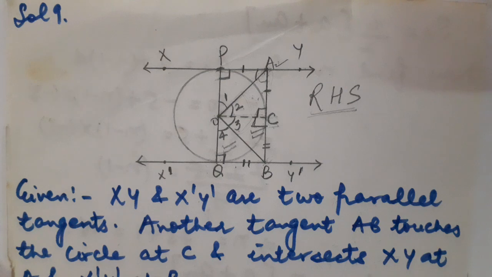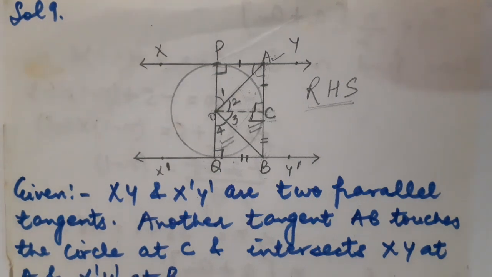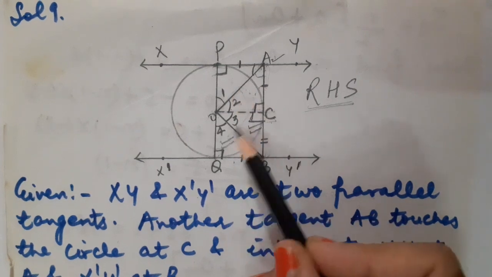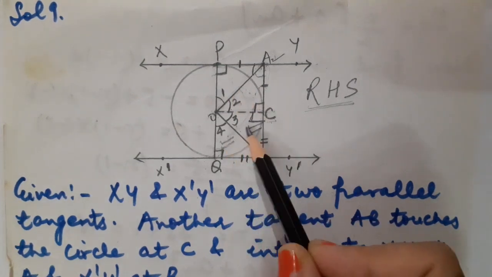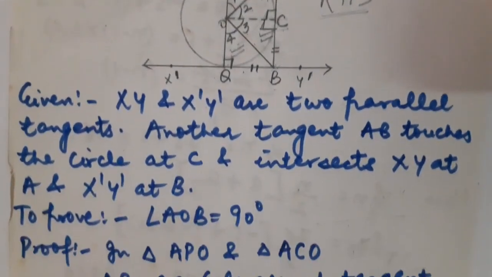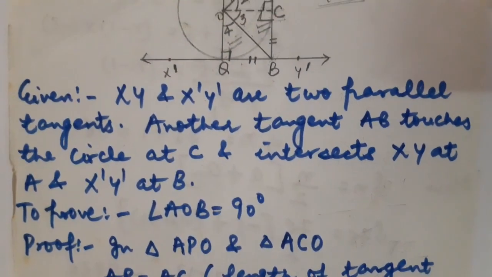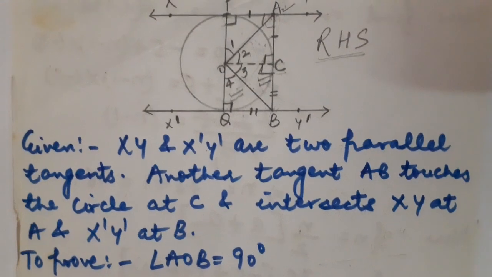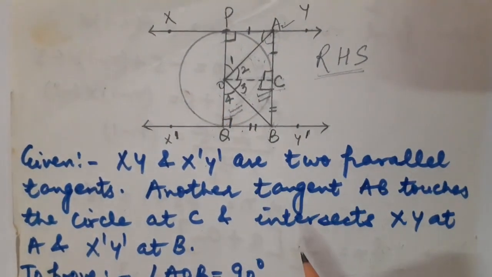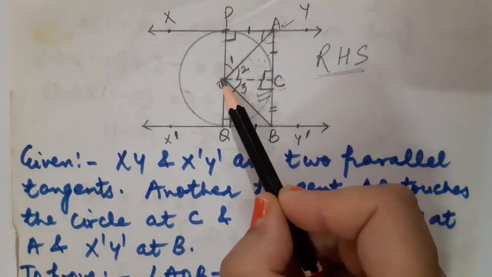Fine, children. You can just show any two triangles, either the above one or the below one, as congruent. Another one you can write similarly only. Fine, children. So let us start its proof. Triangle APO, this is APO, and triangle ACO, ACO.